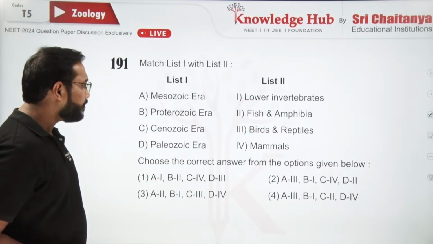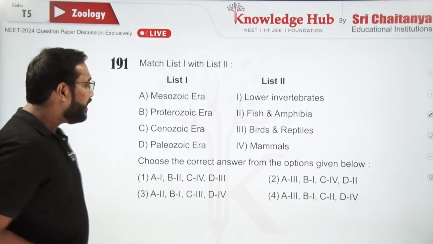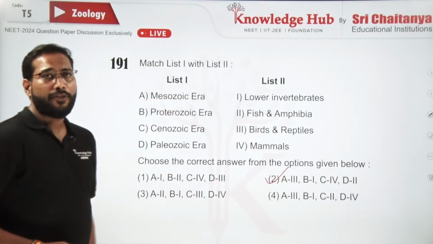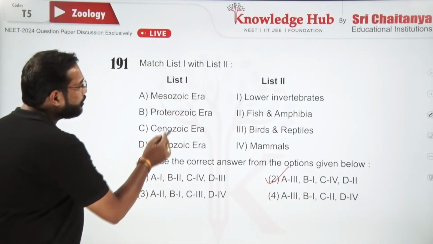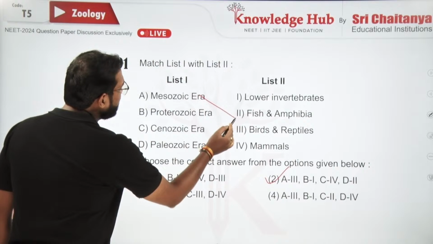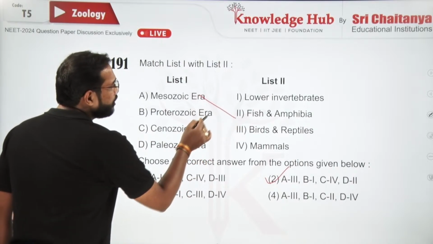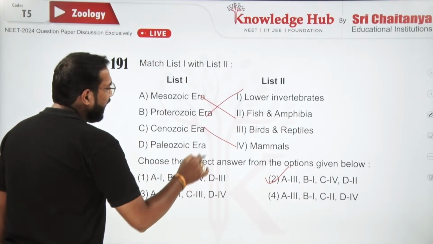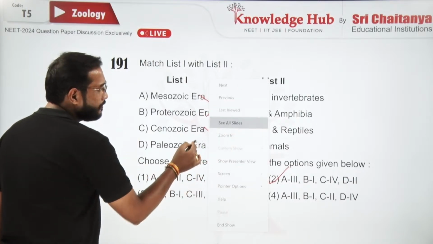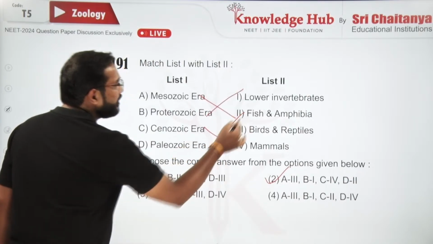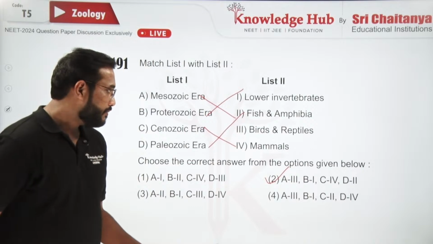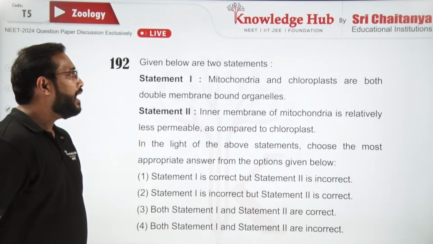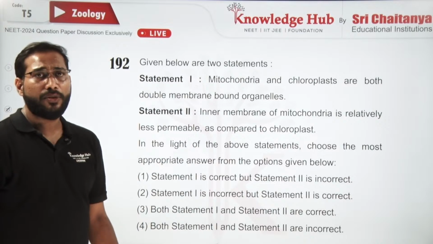If you see here, era, right? So era is very simple. You need to remember it's factual from the NCERT, right? So the Mesozoic era belongs to birds and reptiles. Then the Proterozoic era belongs to lower invertebrates. The Cenozoic era belongs to mammals, and the Paleozoic era belongs to fish and amphibia, right?